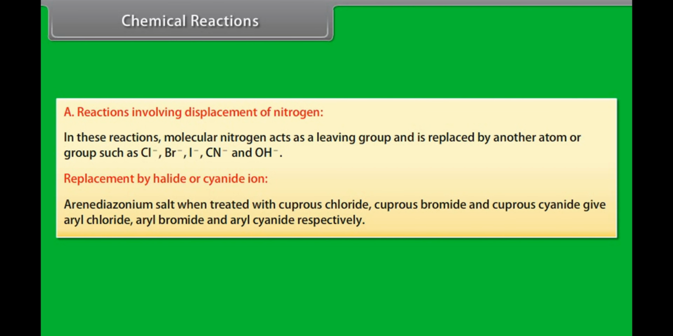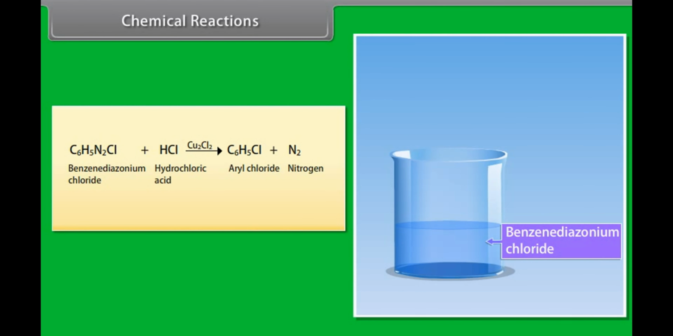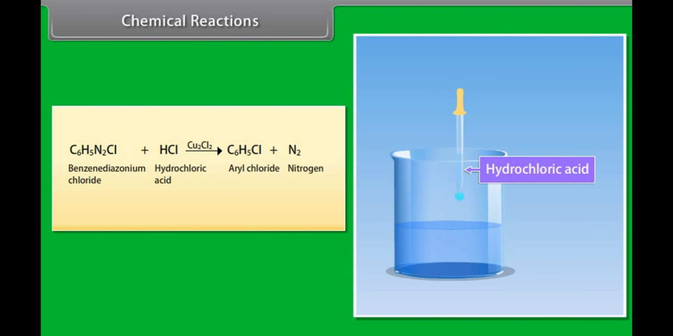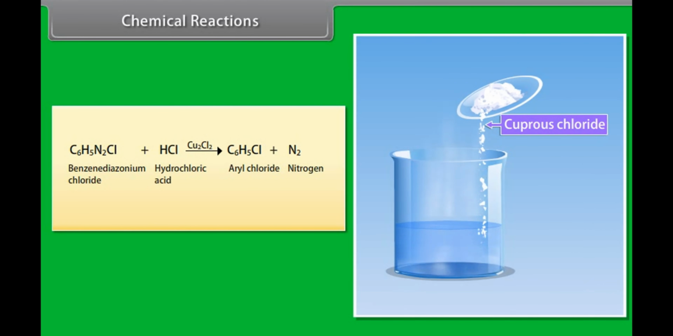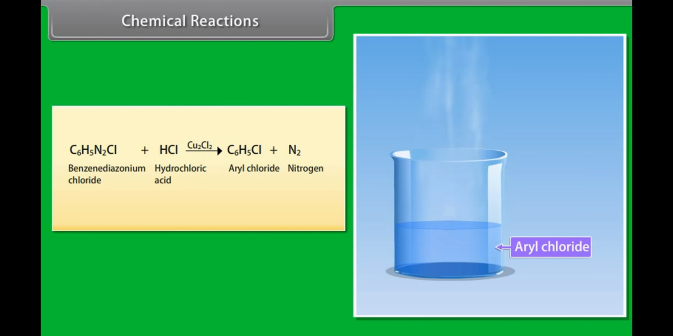Arene diazonium salt, when treated with cuprous chloride, cuprous bromide, and cuprous cyanide, gives aryl chloride, aryl bromide, and aryl cyanide respectively. Benzene diazonium chloride reacts with hydrochloric acid and cuprous chloride and yields aryl chloride and evolves nitrogen gas.